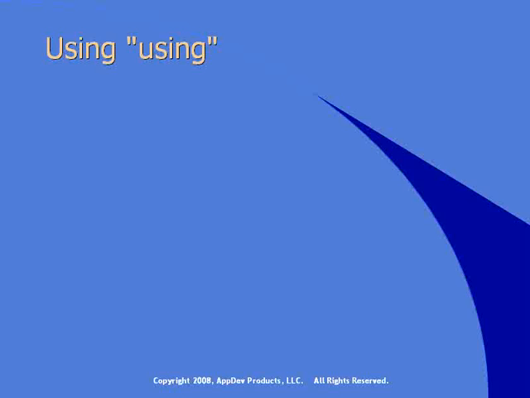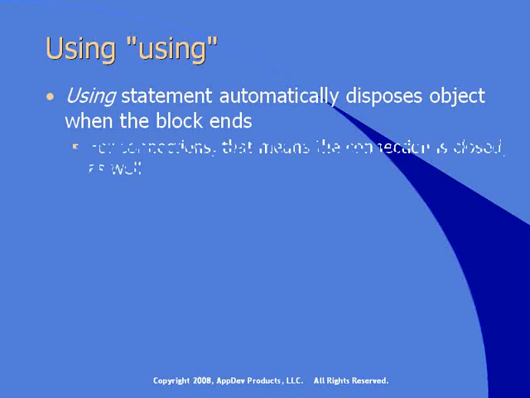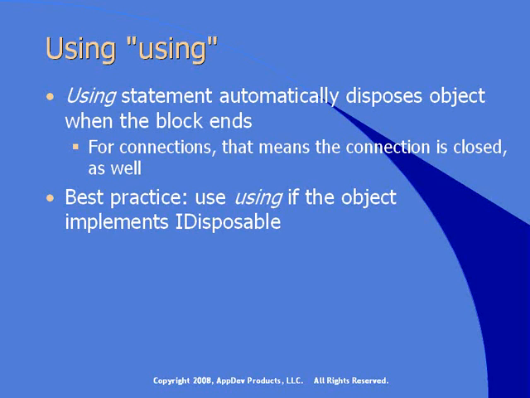The using block actually makes this sort of thing easier. The using statement automatically disposes the object that it handles when the block ends. For connections, that means the connection is closed as well. The best practice is to use the using block if the object you're working with implements the IDisposable interface, and certainly the connection objects do. Same thing goes for commands we'll look at later, and data readers as well. They all implement IDisposable, and therefore you probably should use them with a using block. If you do that, you don't need to use that finally block to ensure that you actually dispose of the object when you're done with it.